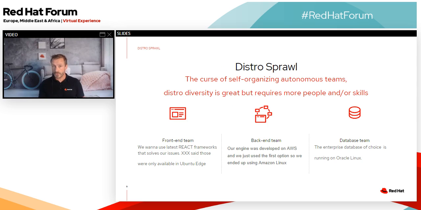So distro sprawl, this means many different Linuxes, is a common scenario we see at many customers, and more often than not, this is not a strategy. You end up here due to the modern self-organizing autonomous teams that move very fast, but eventually their choices end up on your table to manage. Or perhaps you feel the need to get shadow IT under some kind of control.